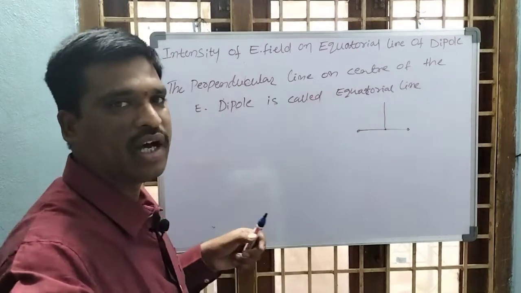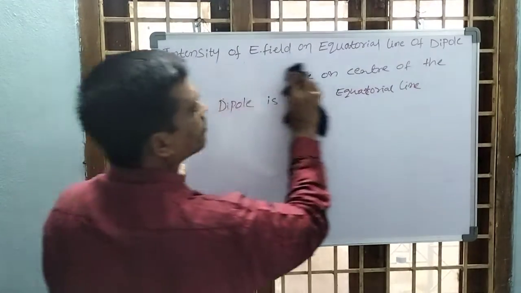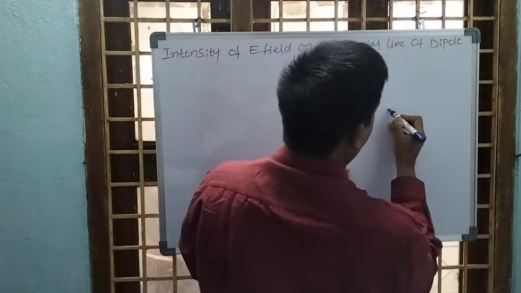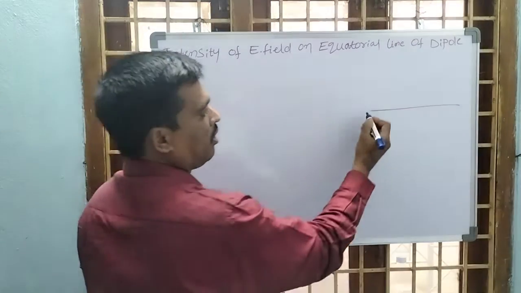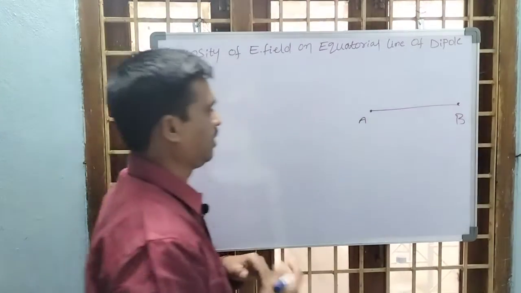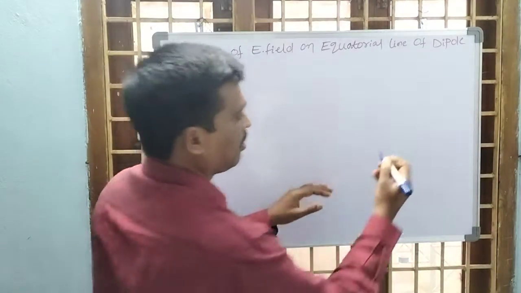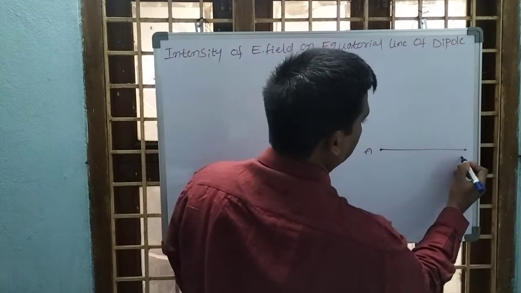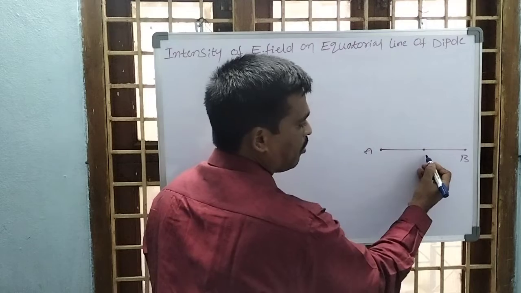Now see how to derive the equation. So pause and write the notes. Now, I will take one dipole. So this is the dipole, point A, point B. I will take a little more length. See, this is point A, this is point B, this is the center of the dipole.